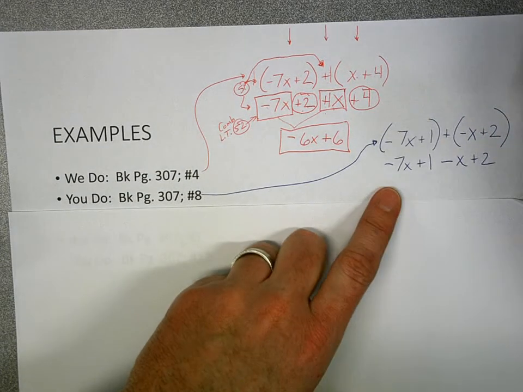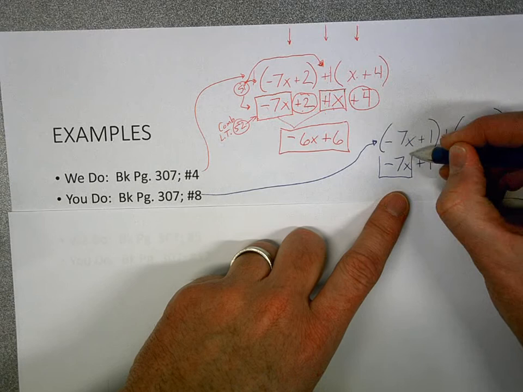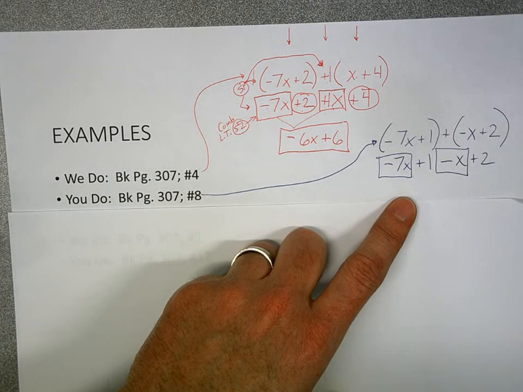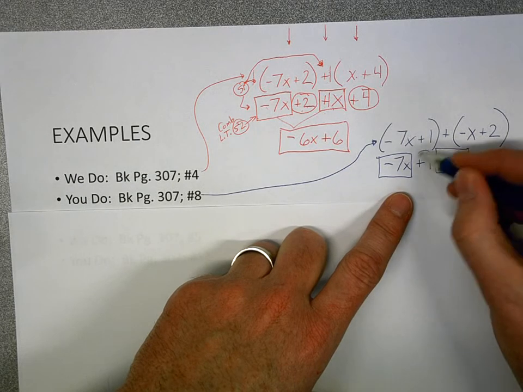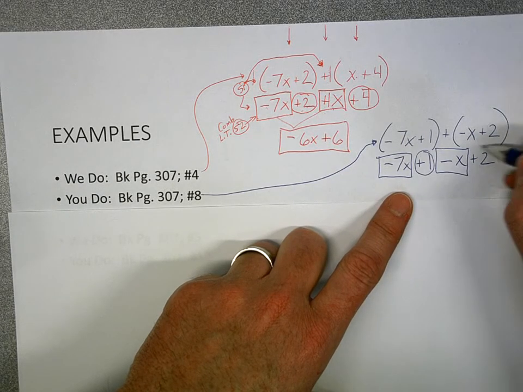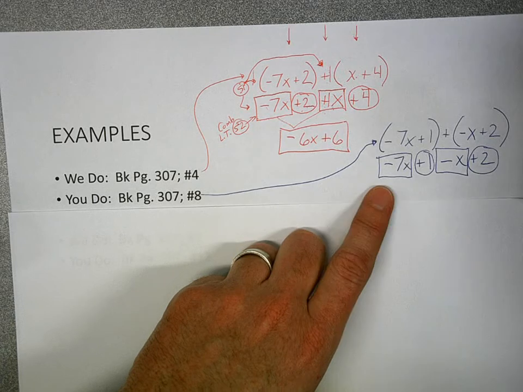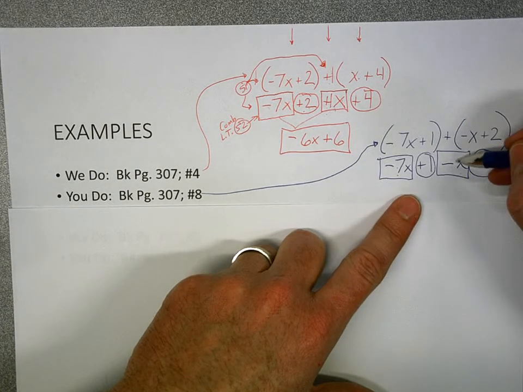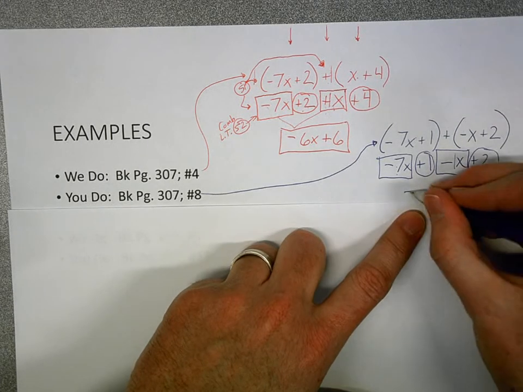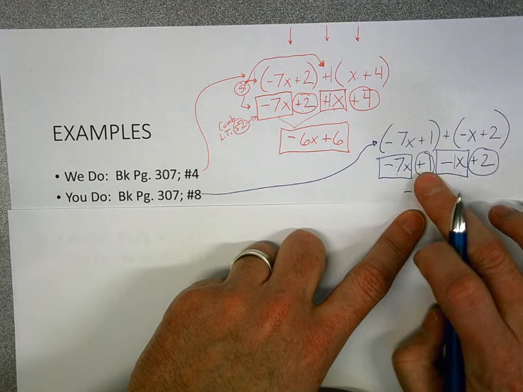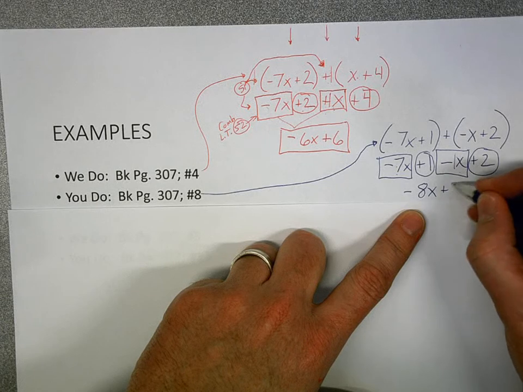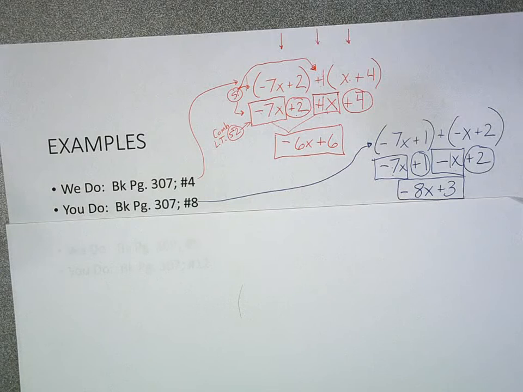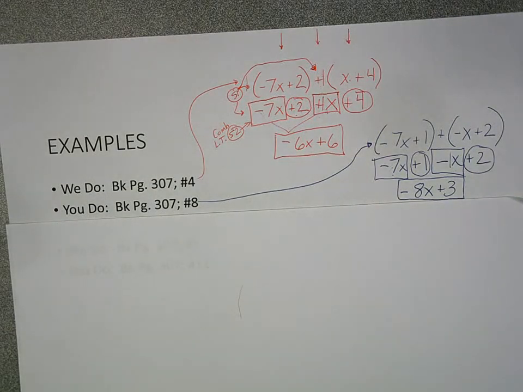So when I combine like terms, here we go. Negative 7x, I look for other x terms. I have a negative x here. Right here is a positive 1. I'm going to circle it. And a positive 2. I'm going to circle it. Now, I'm going to go ahead and combine my x terms. Don't forget, this is negative 7 minus 1. Negative 7 minus 1 gives us a negative 8x. And then positive 1 plus 2 is a positive 3. Negative 8x plus 3. All right.